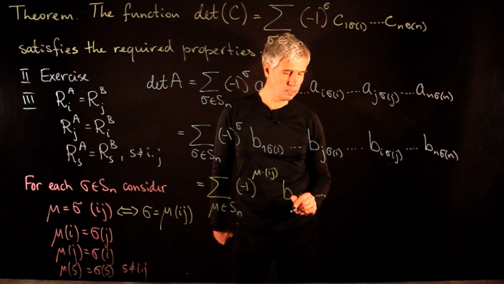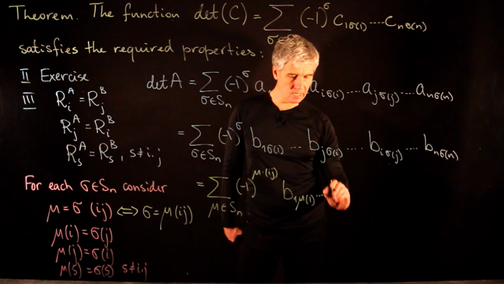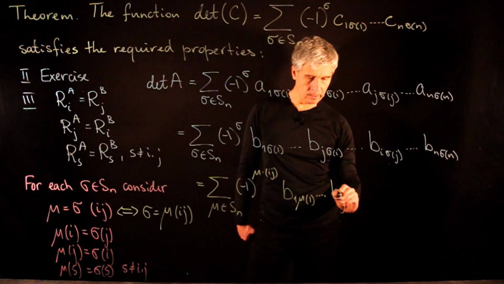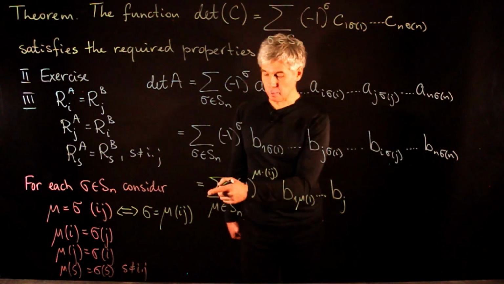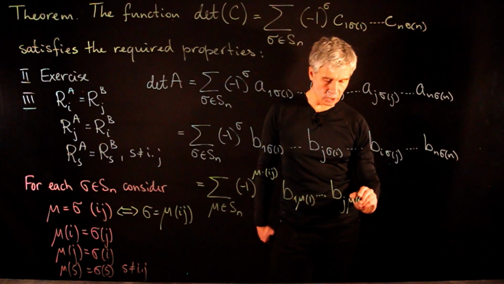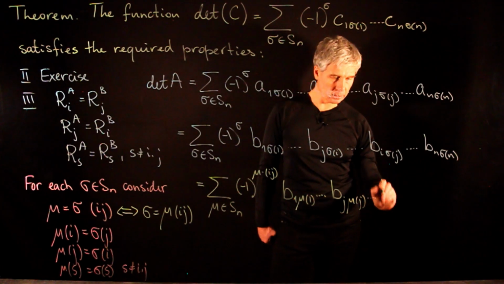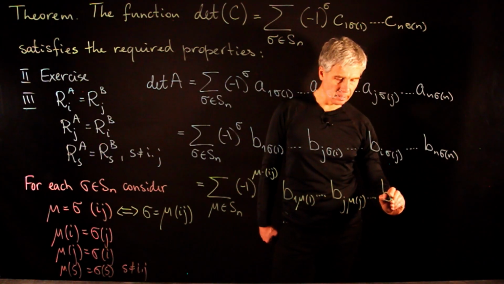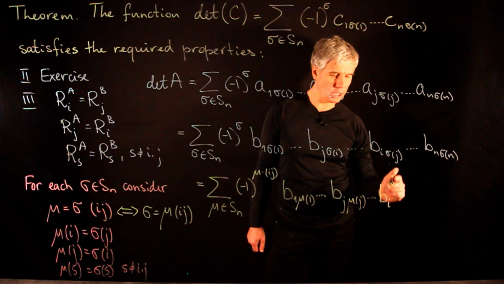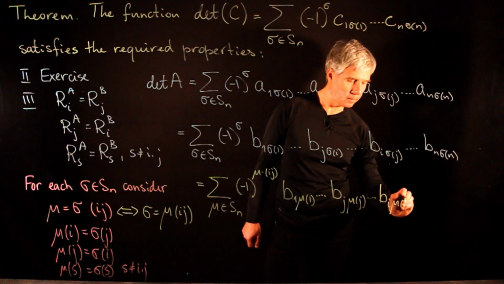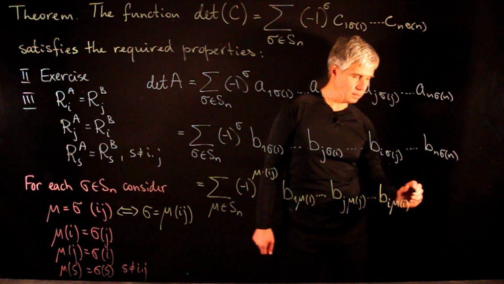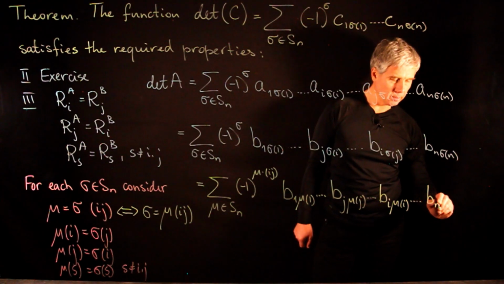Dot, dot, dot. So now we have b_j, and sigma of i is the same as mu of j. Mu of j, dot, dot, dot. So then we have b_i, and sigma of j is equal to mu of i. Dot, dot, dot. b_n, mu of n.